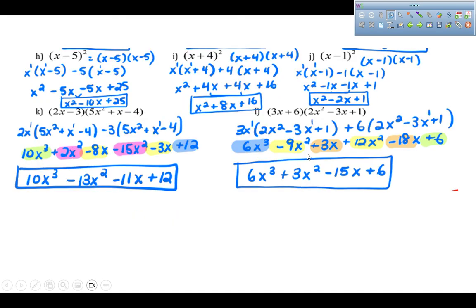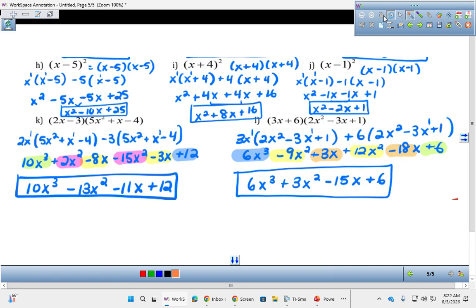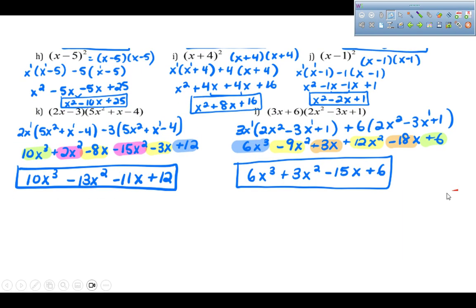There were more, so again, I'm not assuming that you got through all of these, but in case you did, just really pay attention to H, I, and J, how I wrote each of those parentheses out twice. I didn't distribute in the squared. I wrote it out twice. And then I did the distributive property.